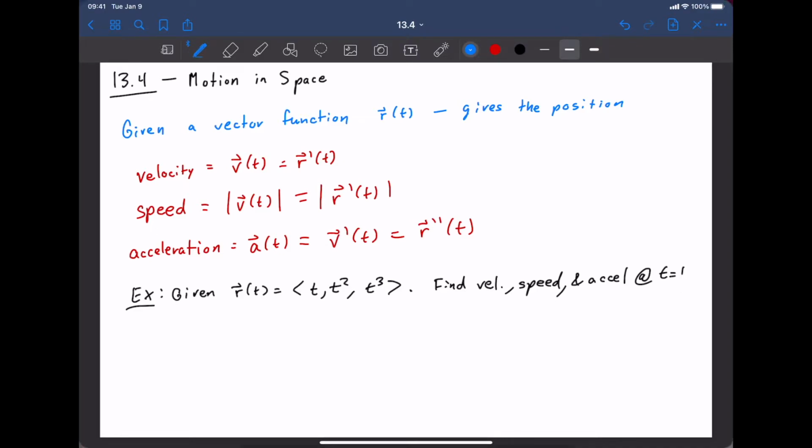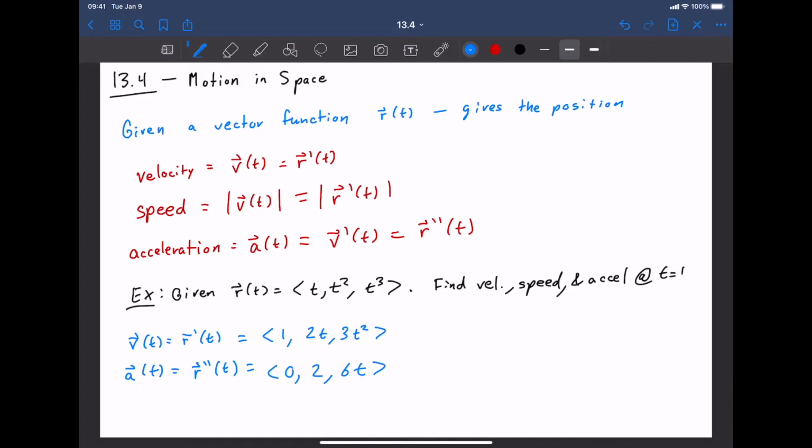So you should all feel pretty confident getting me v, which is r prime by now, and getting me a, which is r double prime. So go ahead and find me the velocity function and the acceleration function. 3, 2, 1. And again, I'm still calling these functions. That's not wrong terminology. They're just vector functions. So we found the velocity function. We found the acceleration function.